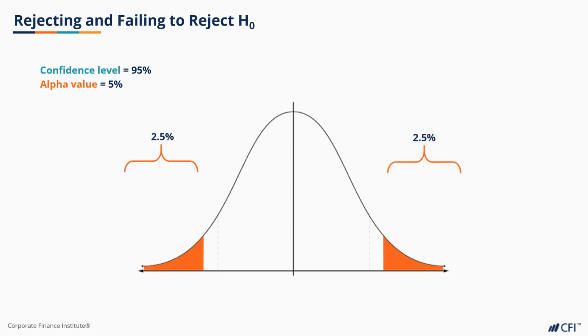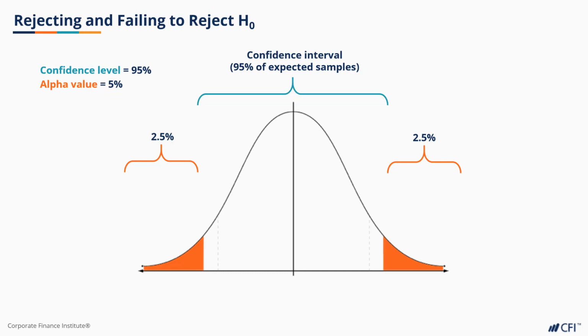The areas colored in orange each contain 2.5% of all expected samples. Together, they contain 5% of all expected samples. If you recall, 5% is our alpha value. The area in the middle is our confidence interval. It contains 95% of all expected samples. 95% of the time, we'd expect our results to fall within the confidence interval, assuming the null hypothesis is true.